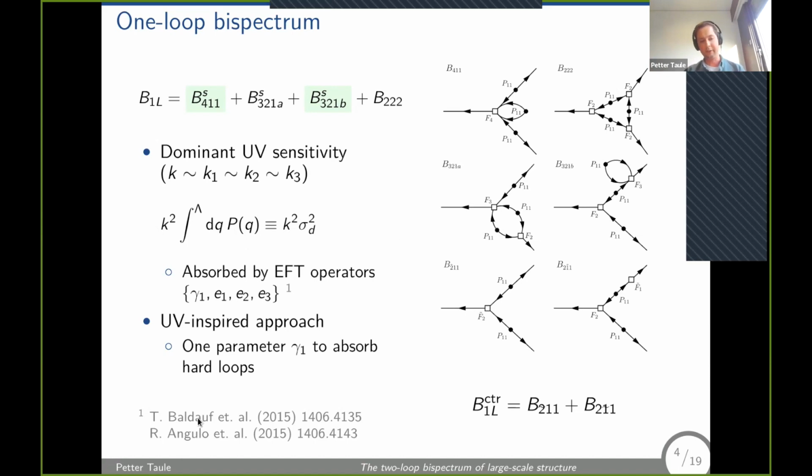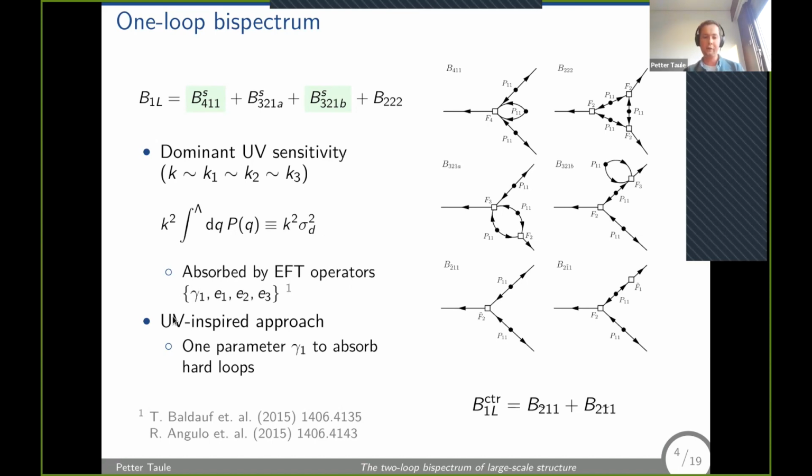It was shown in these two references some years ago that the dominant UV sensitivities from these two diagrams can be absorbed by those EFT operators that I defined on the previous slide with these four EFT parameters.